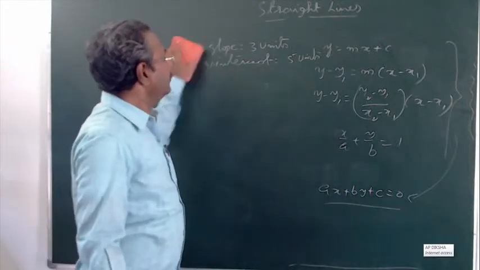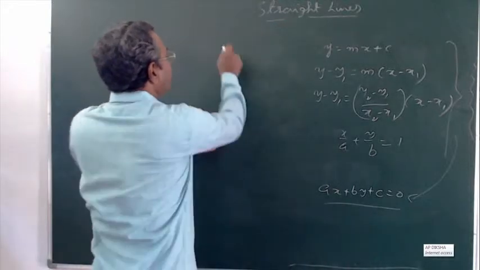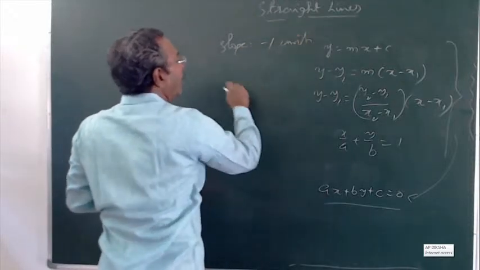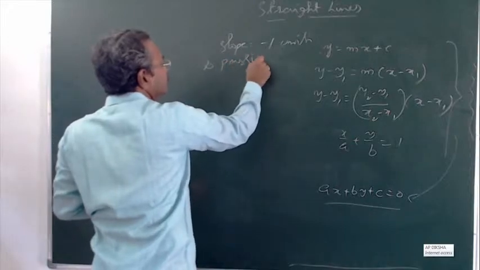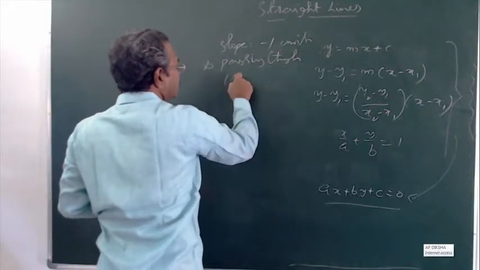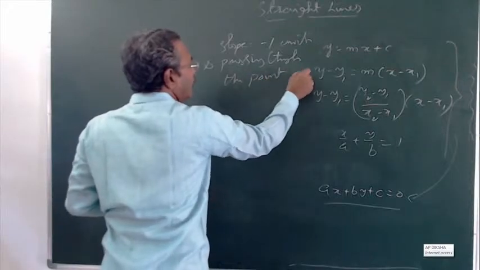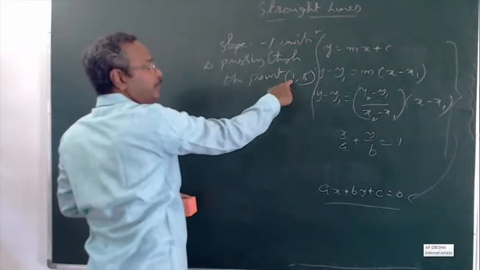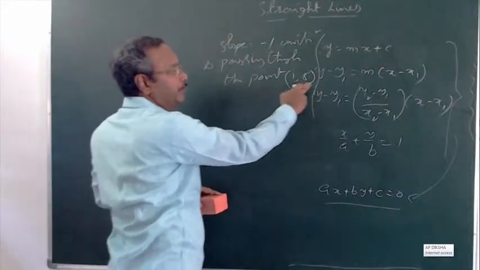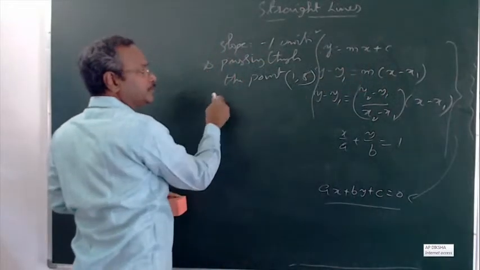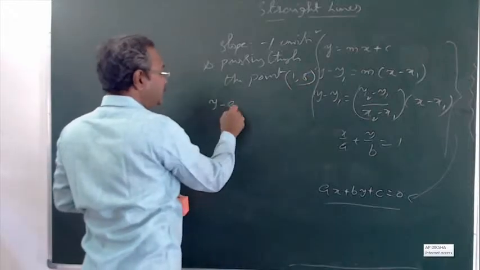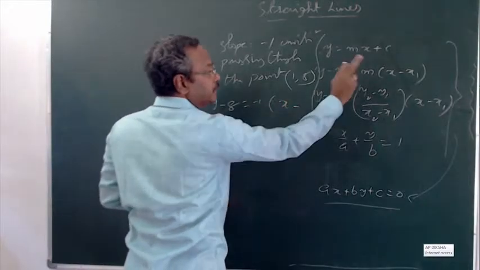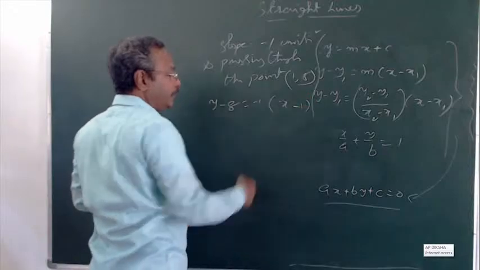Suppose you are asked to find the equation of the straight line whose slope is minus 1 unit and passing through the point (1, 8). Find the equation of the straight line whose slope is minus 1 units and passing through the point (1, 8). So you have the slope and you have the point, so you can go for the point-slope form. So the answer is y minus, our y1 is 8. So y minus 8 is m, which is the slope of this straight line, minus 1 into x minus, x1 is the x-coordinate of this point, that is 1 unit.